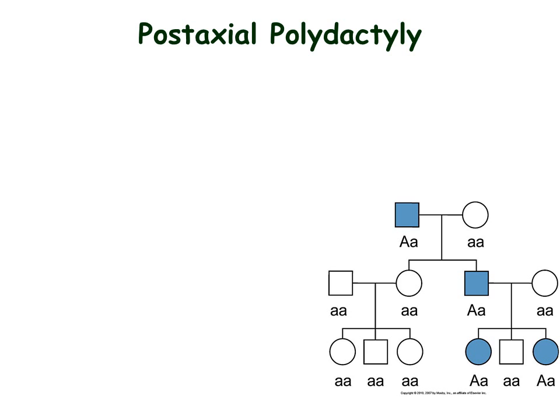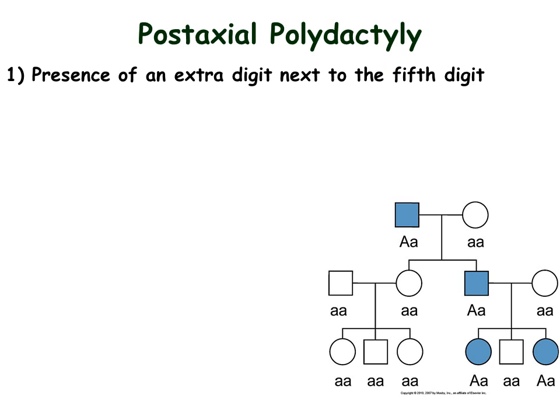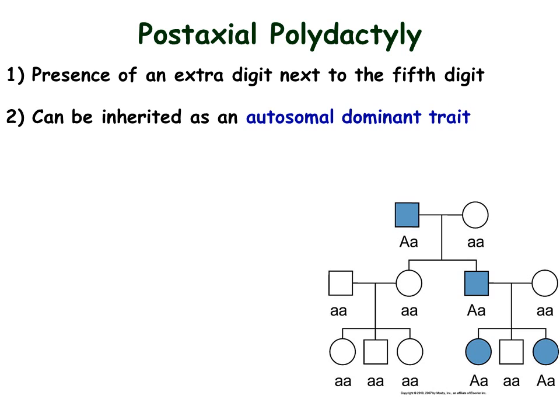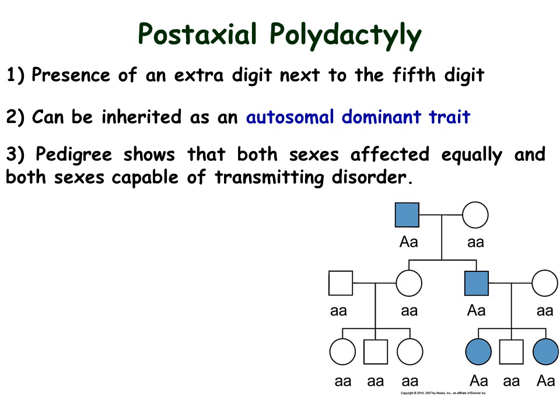An example of this is postaxial polydactyly. It's simply the presence of an extra digit next to the 5th digit, but you can always impress everyone by saying postaxial polydactyly. I always like saying that for some reason. Anyway, it can be inherited as an autosomal dominant trait, and this pedigree that we see on the lower right shows that both sexes are affected equally, and both sexes are capable of transmitting it.